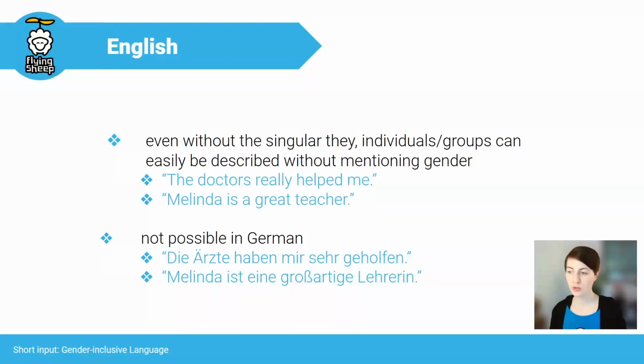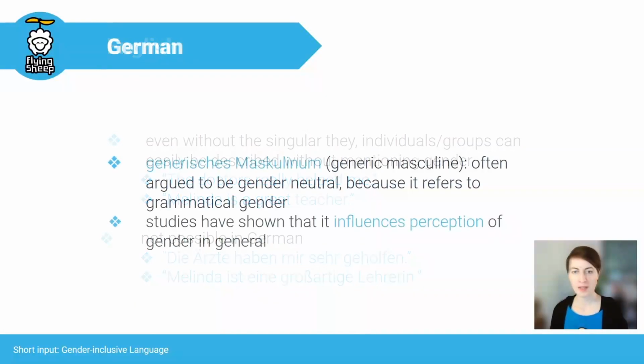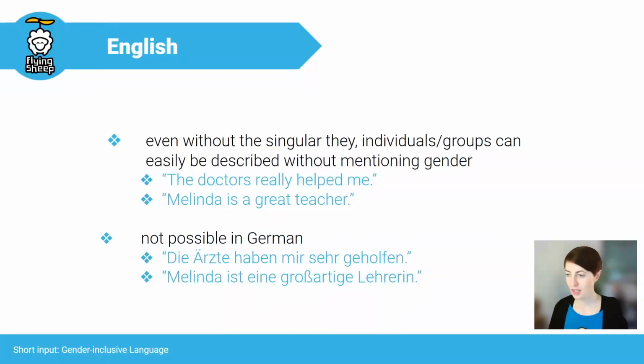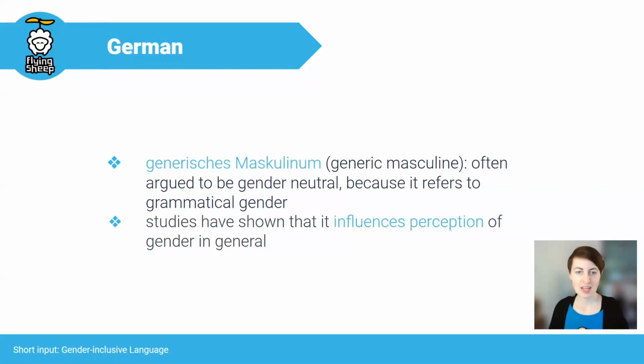So if you want to translate these sentences, it would likely be Die Ärzte haben mir sehr geholfen and Melinda ist eine großartige Lehrerin. So we have to refer to gender in some way and often have to make assumptions about a person's gender. Now, it's often argued that the generisches Maskulinum or the generic masculine that we used in the example of the doctors is actually gender neutral because it only refers to grammatical gender.